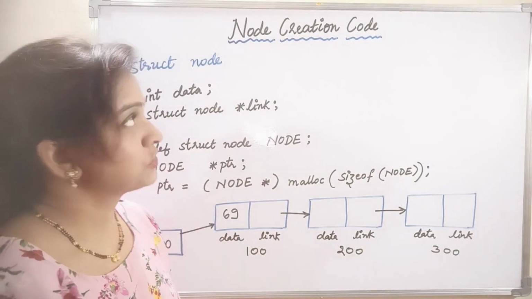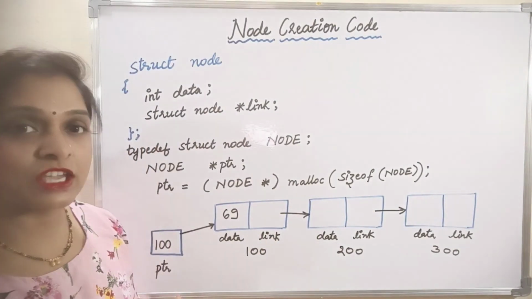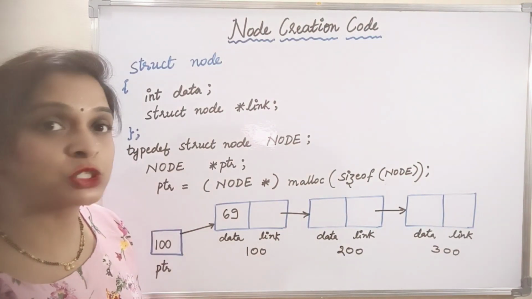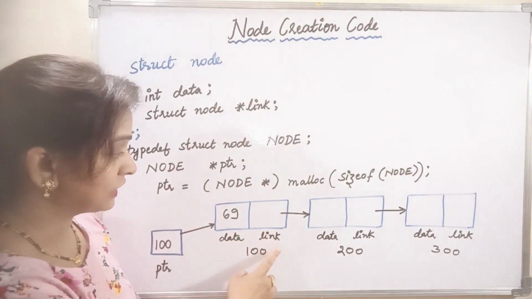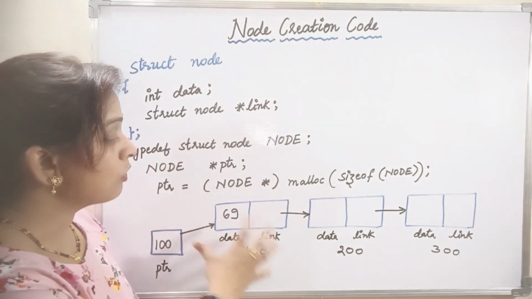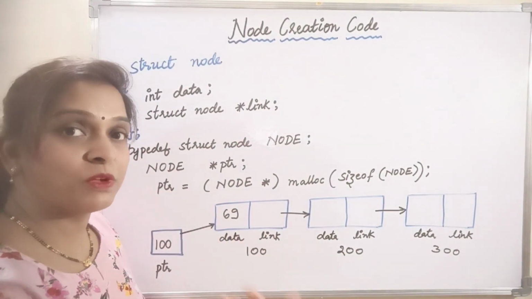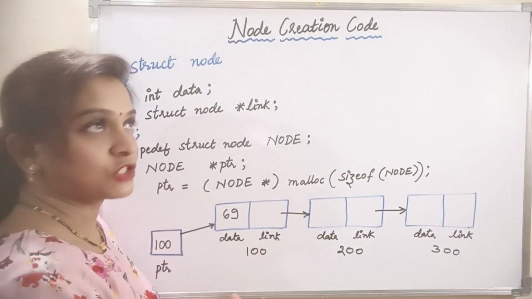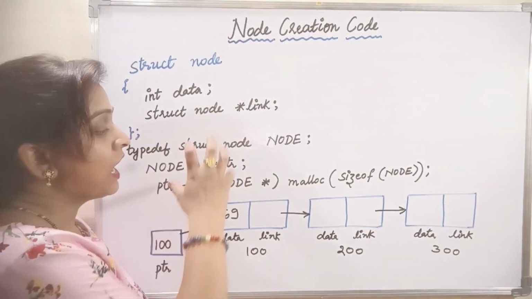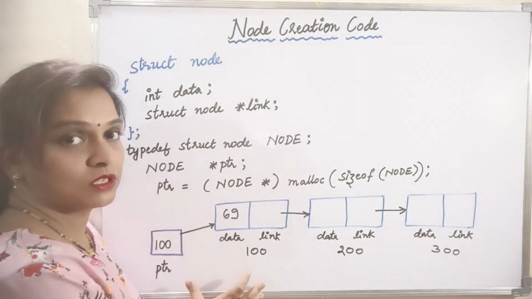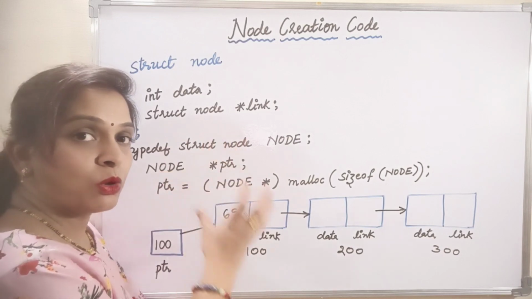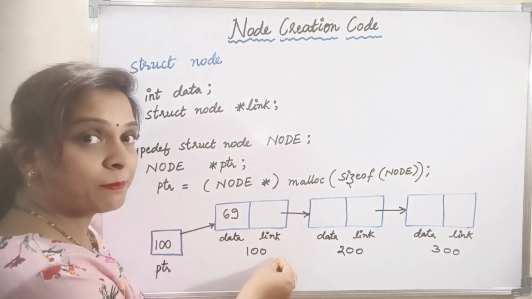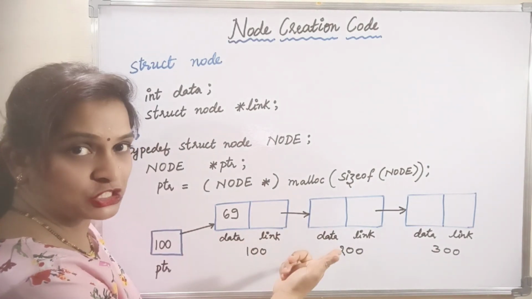Node creation code. So this is the node creation code. How to create a node? As we all know, the node contains two parts. One is the data part, the other one is the link part. So to create this structure, obviously we have to go with a user defined structure. In the user defined structure, we will see how to create this node structure. A node has to be designed in such a way that it contains a data part and a link part. Link means address to the next node.